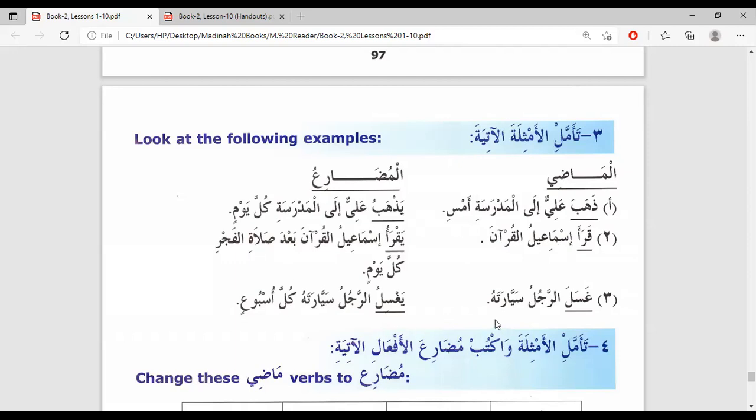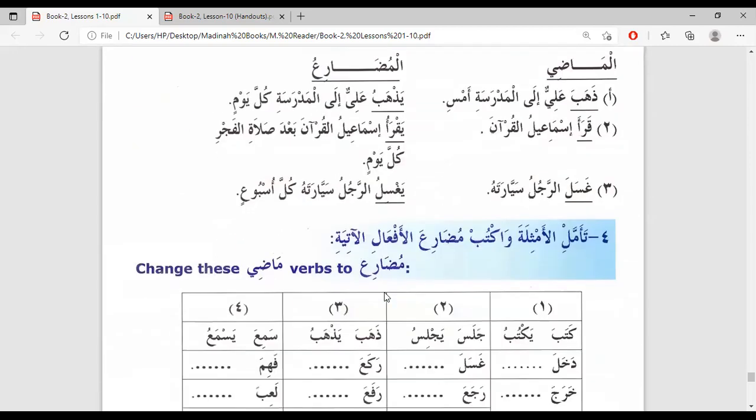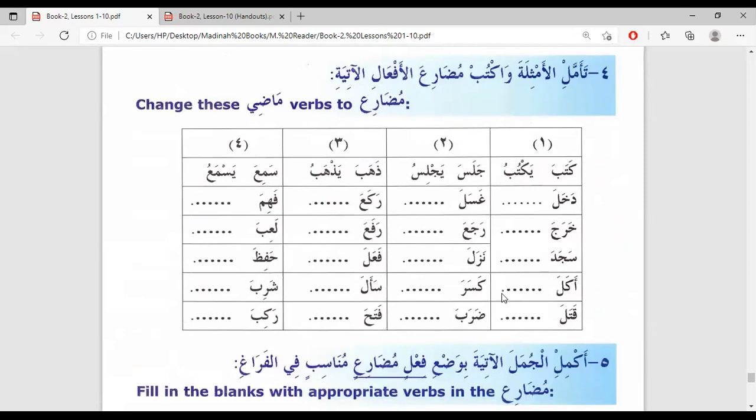And غسل الرجل سيارته. The man washed his car. يغسل الرجل سيارته كل أسبوع. So the man washes his car every week. So here we have ذهب يذهب, قرأ يقرأ, but here غسل يغسل, on the pattern of ضرب يضرب. So I think the last exercise, تأمل الأمثلة واكتب مضارع الأفعال الآتية. So change this ماضي to the present. Okay, so first we have the pattern of نصر ينصر.